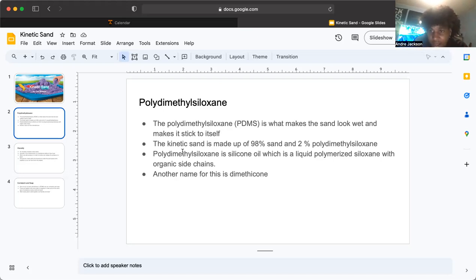different things. Obviously, for our project, we didn't use PDMS because I don't think that's something you can just go to the store and get. So instead, we substituted with the cornstarch and the soap, which is supposed to make the same substance.